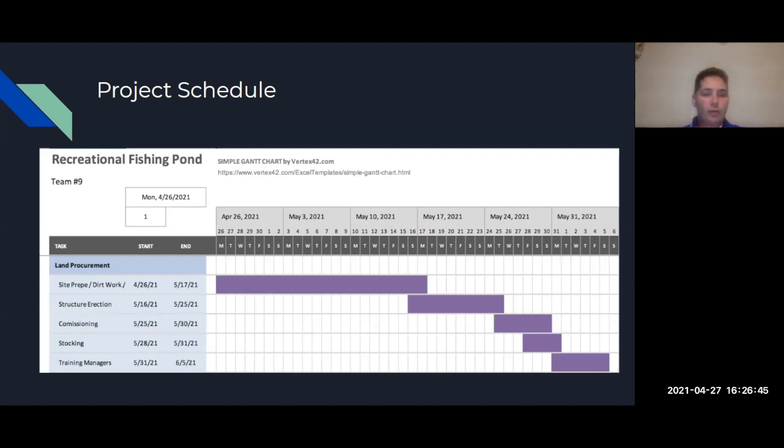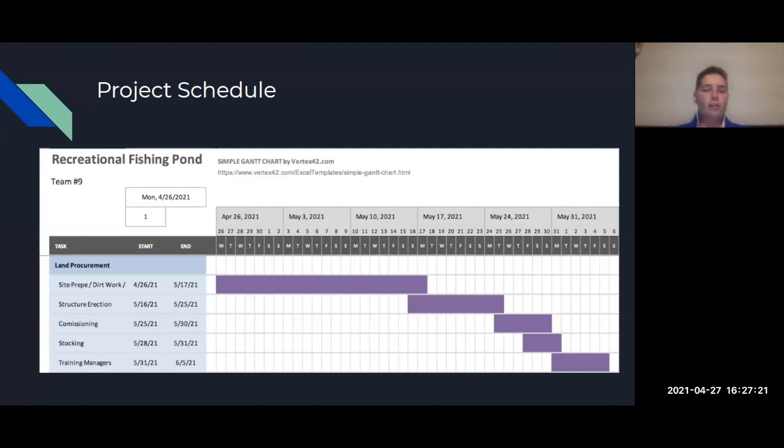So we have site prep and dirt work, which is approximately 3 weeks. And then we have the structure erection, which is about 9 days. So once the pond is built and the structure's erected, the equipment will come in and be commissioned. And then once we know that the pond is sustaining and healthy, we will come and stock the pond with the fish species. And then after that, La Chow Ranch will train the managers and get it ready for completion.